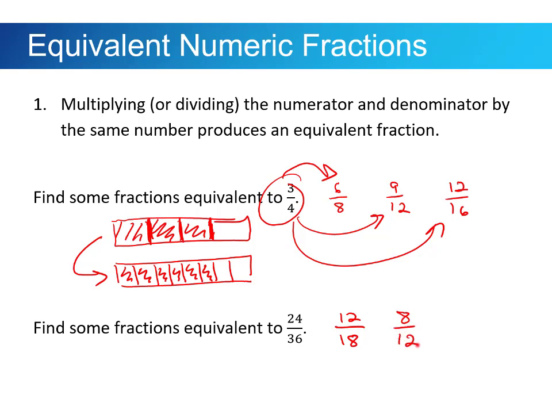And what is the most that I can divide out? In fact, 24 and 36 have a common factor of 12. So if I divide out that greatest common factor, I get 2/3. And this is what we do when we reduce fractions. That's when we're dividing the numerator and denominator by the greatest common factor, and we produce an equivalent fraction.